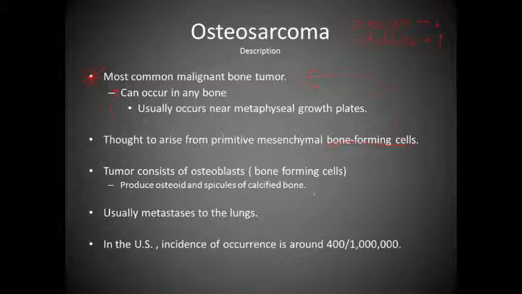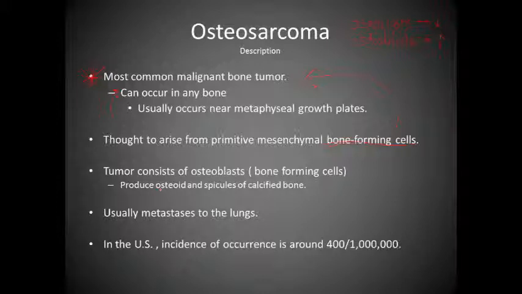So, as we can see, because it's produced by bone-forming cells, it would not be unheard of to assume that you're going to see a lot of bone growth simply because of what is causing this malignant tumor. It produces osteoid and spicules of calcified bone, and we'll see what that looks like in just a few seconds. It usually metastasizes to the lung, and so that's going to be a common place to look. If you were to see an osteosarcoma, usually you will follow that up by doing a scan of the lungs just to see whether there's anything to be worried about in the lungs.